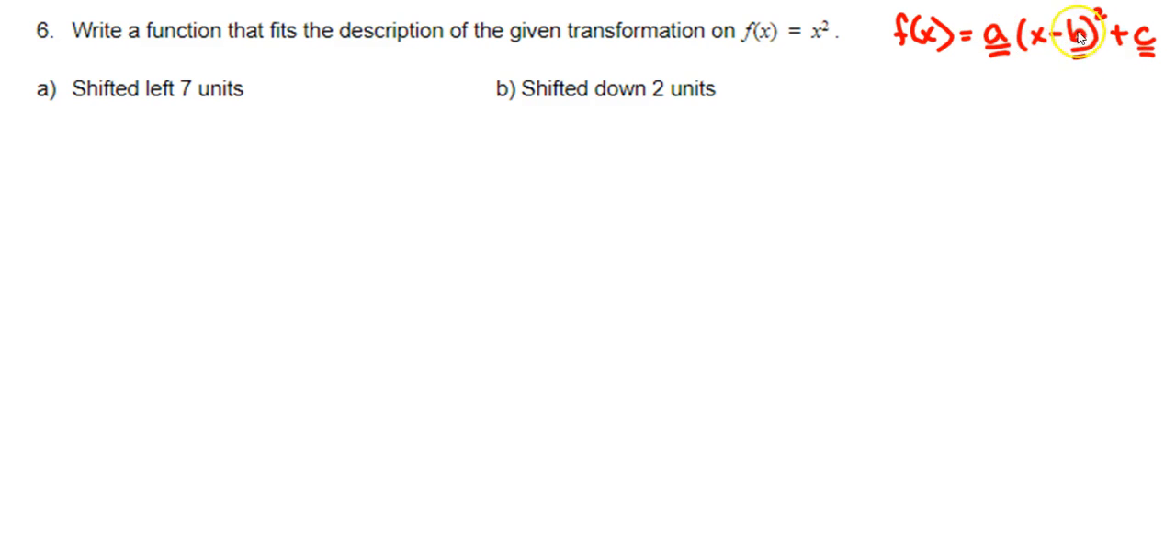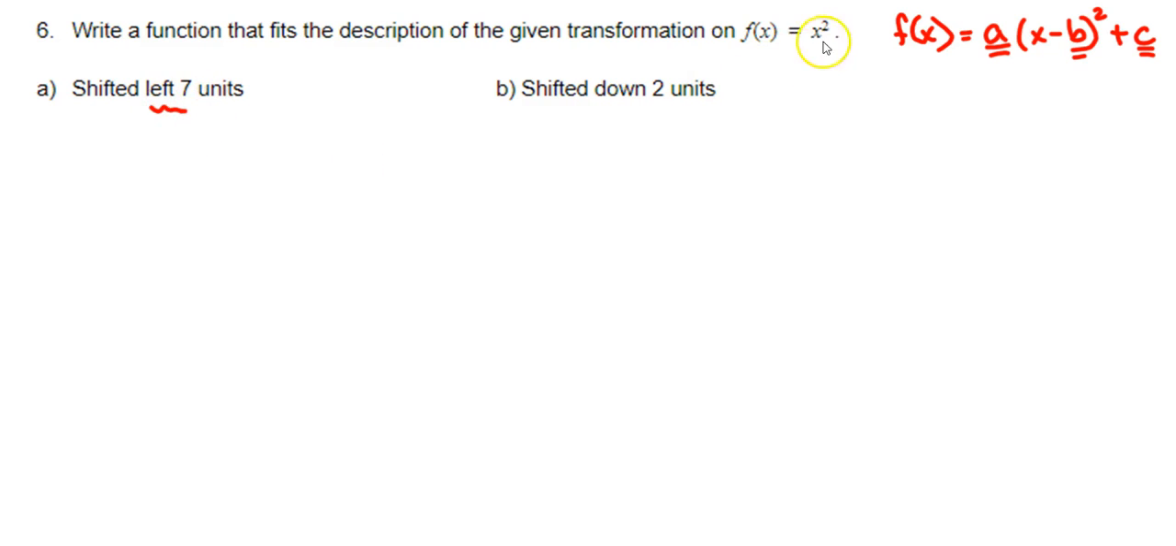Do I change the number in front? Do I change the number on the inside? Or do I change the number on the outside? So if I'm shifting left and right, that's this b component right here. This b component. And so notice in this case there is no number in front, so technically that's a 1. And there's no number on the outside.